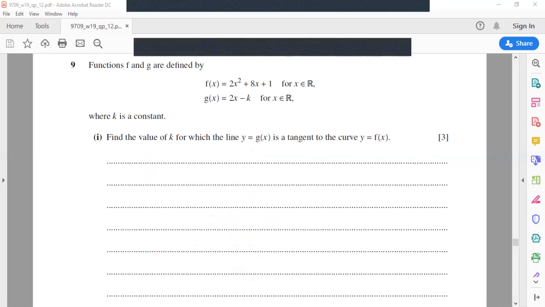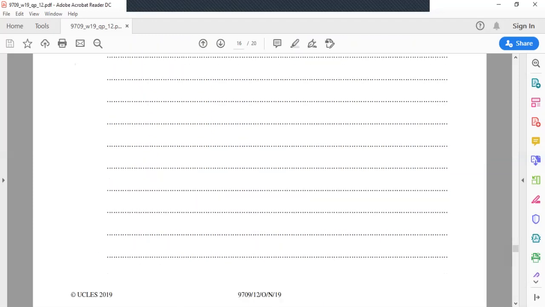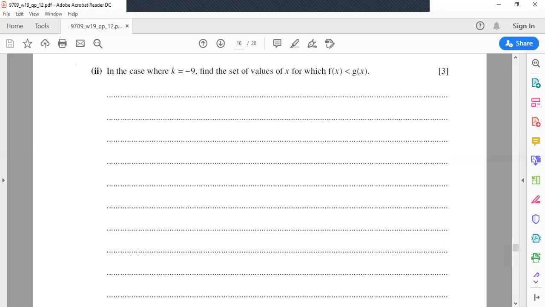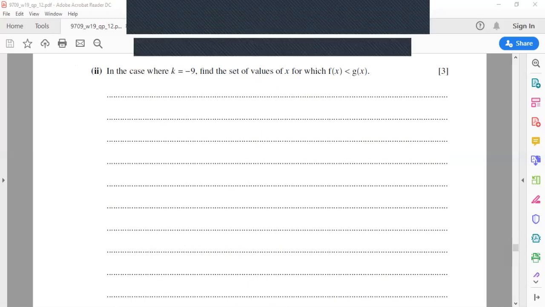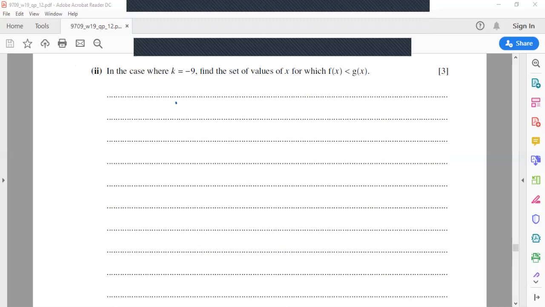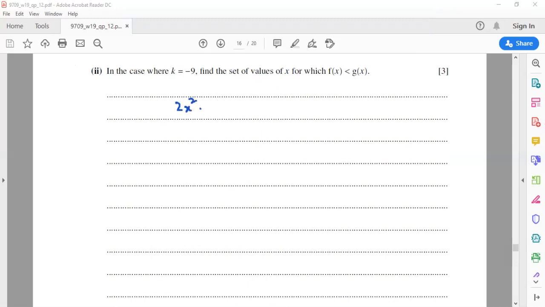Now let's go further. The next part is there. In case when k is equal to minus 9, the condition given to us is f of x is less than g of x. So 2x square, which is our f of x, plus 8x plus 1 less than g of x, 2x. Now since k is minus 9, it's going to be 2x plus 9. Now let's simplify this: 2x square plus 6x minus 8 less than 0.